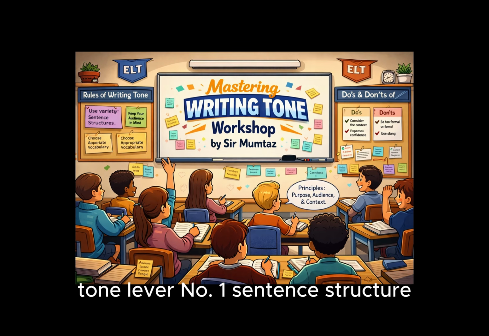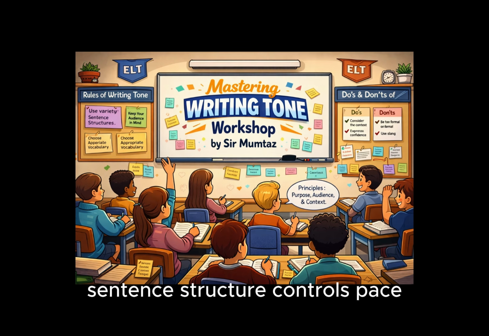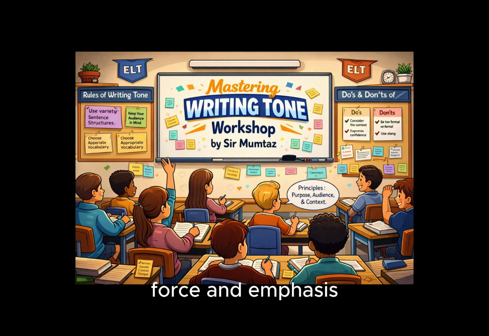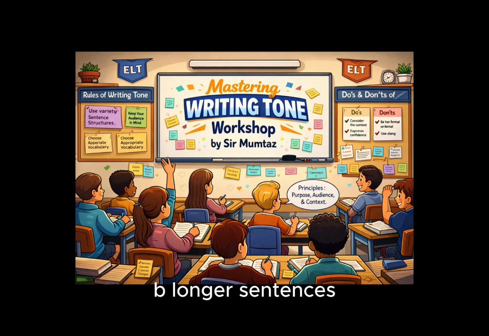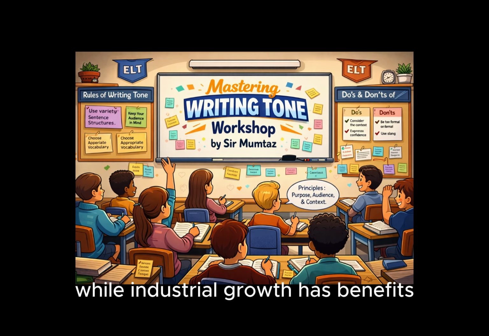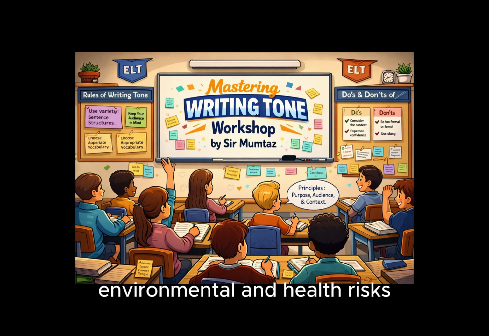Tone lever number 1, sentence structure. Sentence structure controls pace, force, and emphasis. A. Short sentences, urgency, impact. Stop the dumping, now. This must end. B. Longer sentences, thoughtful, academic, reflective. While industrial growth has benefits, unchecked waste disposal has intensified environmental and health risks.